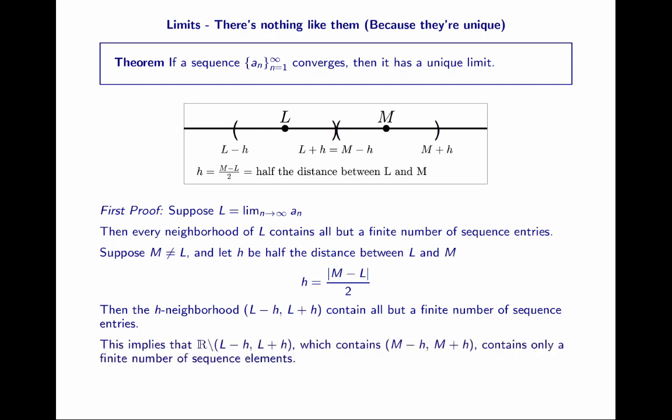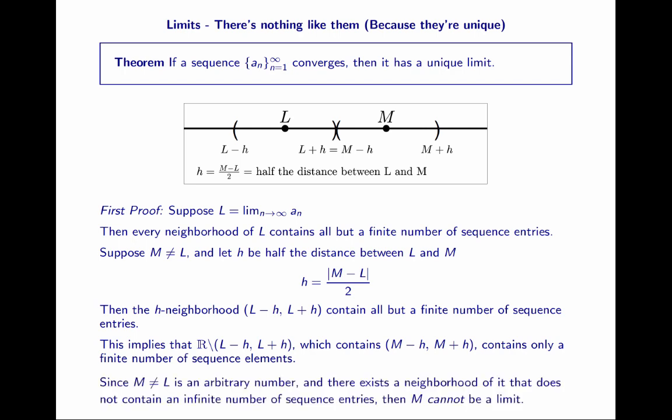This implies that the complement of that H neighborhood of L, which contains the H neighborhood of M, contains only a finite number of sequence entries. And since M, which is not L, is an arbitrary non-L number, there exists a neighborhood of it that does not contain an infinite number of sequence entries. Therefore, M can never satisfy the neighborhood definition of a limit. Well, that was a pretty proof. It even came with a picture.